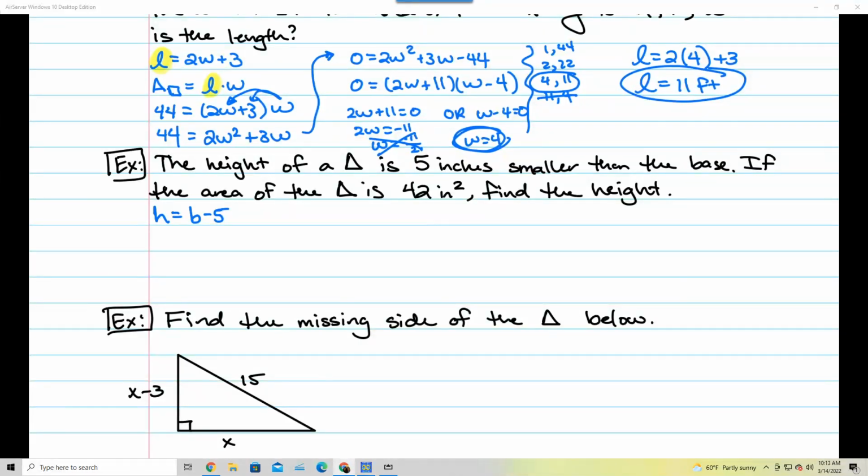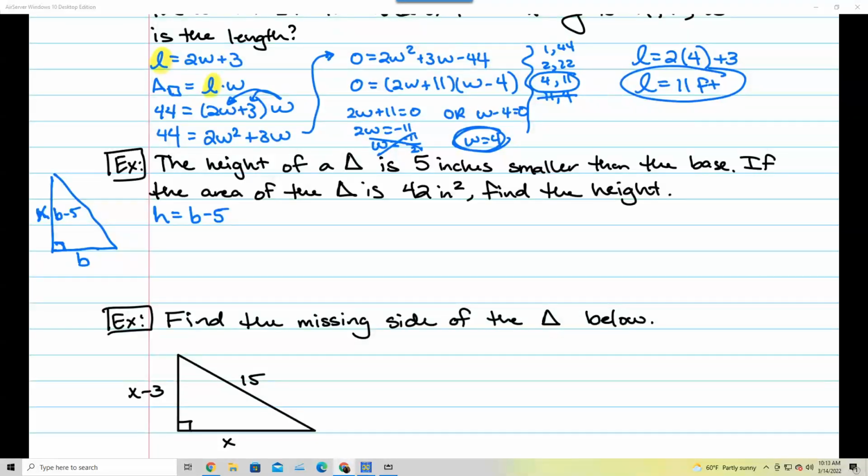So if I were to have a picture to kind of draw this out, the situation I'm working with is I have this base of the triangle. I'm going to call it b, and I have this height. But that height, instead of calling it h, I'm just going to say, no, that height is the same thing as b minus 5, right? Okay, now that I have that, I use that first sentence. Let's look at the next sentence.